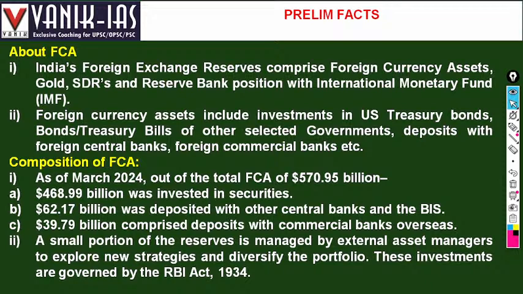Out of the total FCA of 570.95 billion, 468.99 billion are invested in securities, 62.17 billion are deposited with other central banks and the Bank for International Settlements (BIS) in Basel. So 39.79 billion comprise deposits with commercial banks overseas. A small portion of the reserve is managed by external asset managers to exploit new strategies and diversify the portfolio. These investments are governed by the RBI Act 1934.